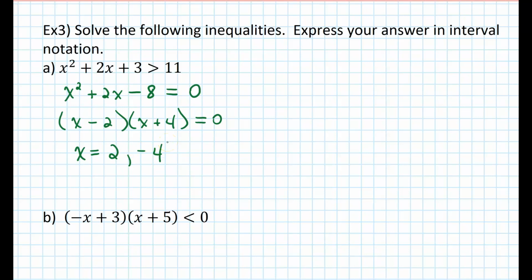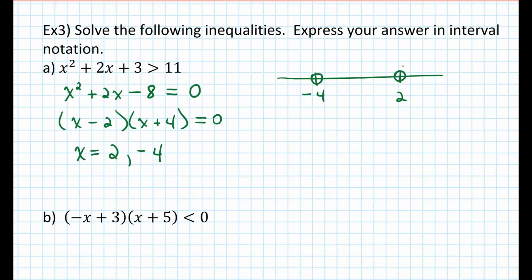so just like we did with the absolute value inequalities, I'm going to come to my number line. I've got negative 4 over here. I have positive 2 over here. It's a greater than, not a greater than or equal to, so we're going to have open circles.